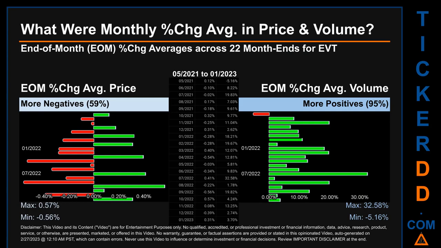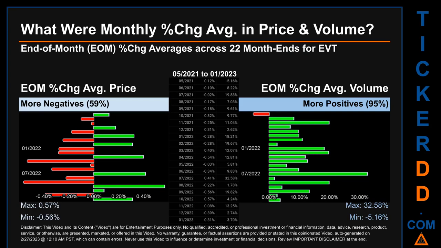What were end-of-month percentage change averages in price and volume for EVT? The monthly average of percentage change in price and in volume were calculated for each of the 22 month ends. That calculation took daily percentage changes and averaged them for each given month. If a month end came out negative, then it means that the month summarily saw a negative change.